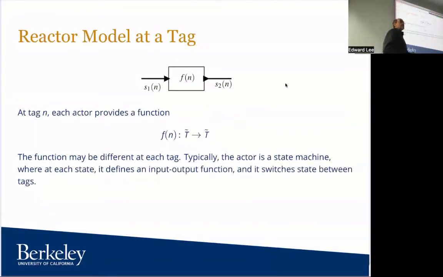Then the behavior of the reactor itself is modeled as a function, and the function changes with each tag, because the function will depend on local state variables. So at each tag, you have a different function for the same reactor. But at each tag, you represent the behavior of the reactor as a function that maps this augmented data type into the augmented data type of the output.